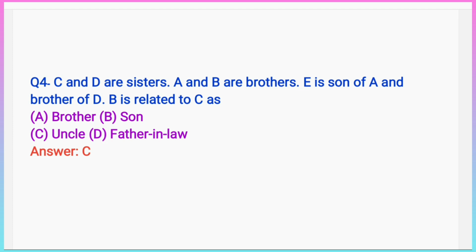Now this is the question from the reasoning portion. C and D are sisters. A and B are brothers. E is son of A and brother of D. B is related to C as, and the correct answer for this question is C, uncle.